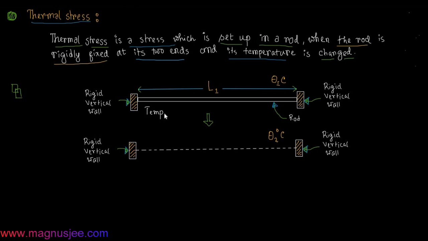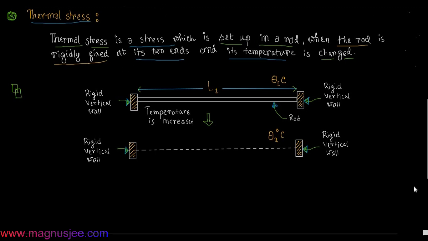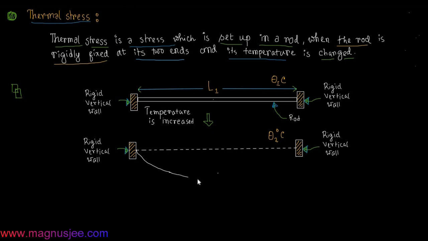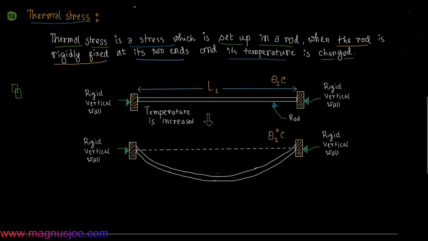In this case, the temperature of the rod is increased from theta 1 degree C to theta 2 degree C. And the rod will bend due to increase in temperature. In this case, the rod will bend and will take this type of shape. This will be the final state of the rod.